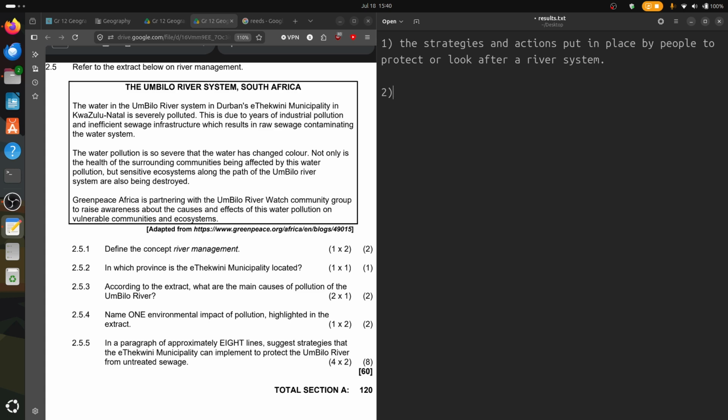Number 2, in which province is the eThekwini municipality located? They said in Durban's eThekwini municipality in KZN. So it's in KwaZulu Natal.